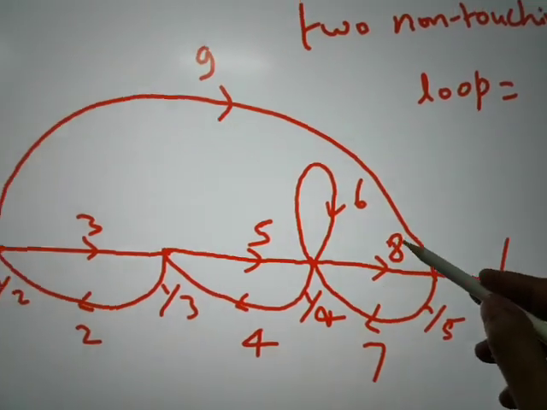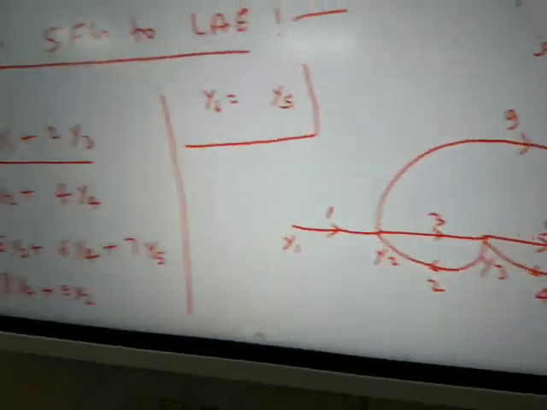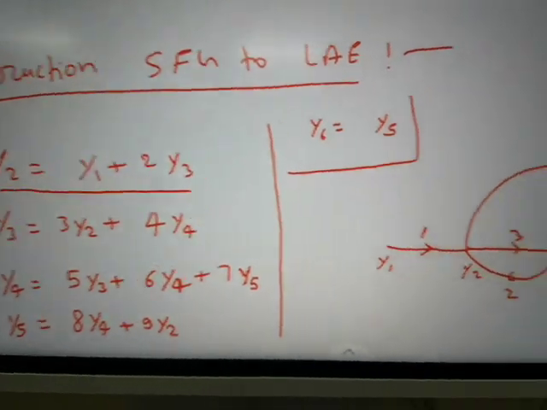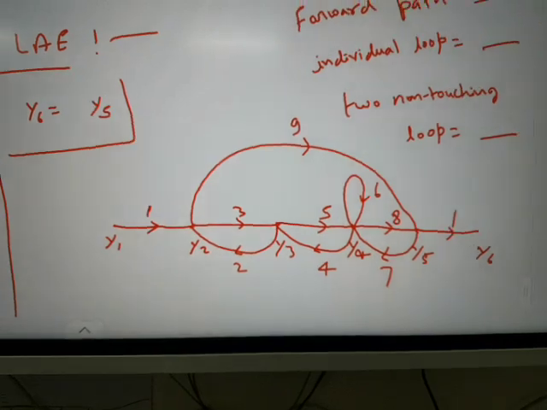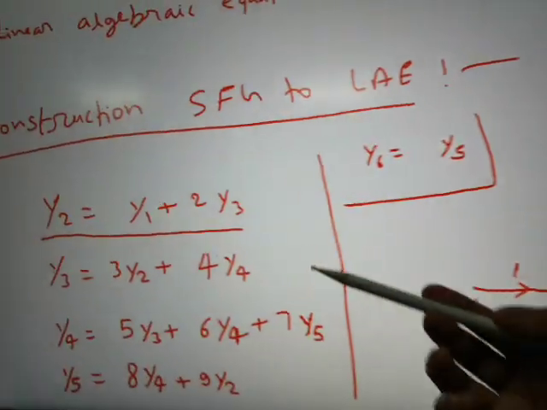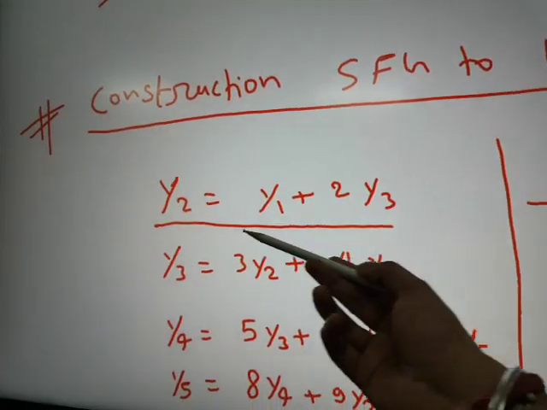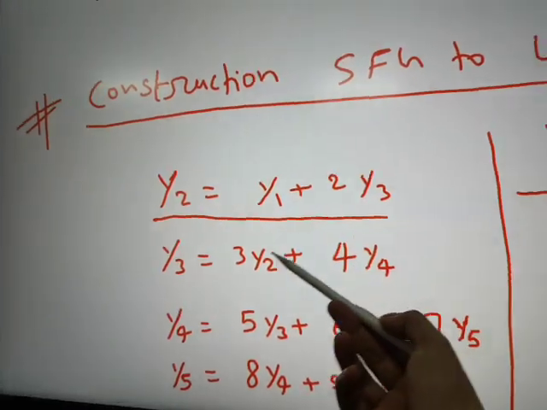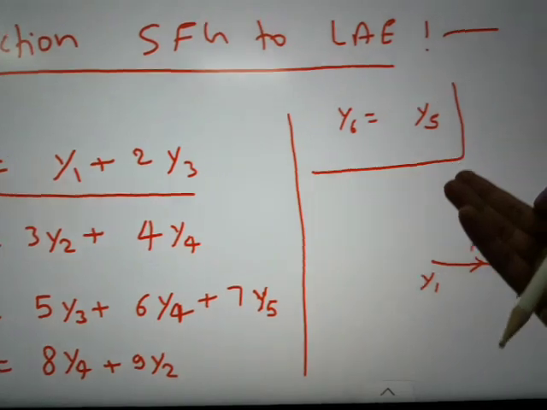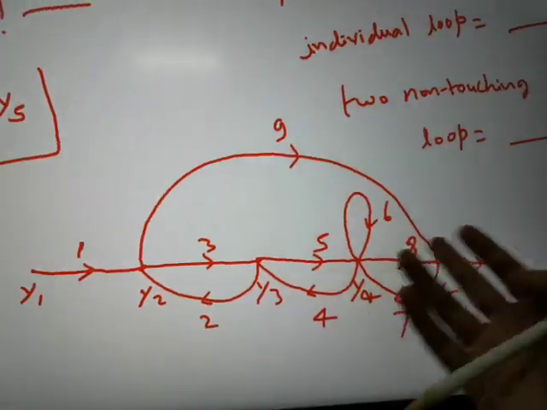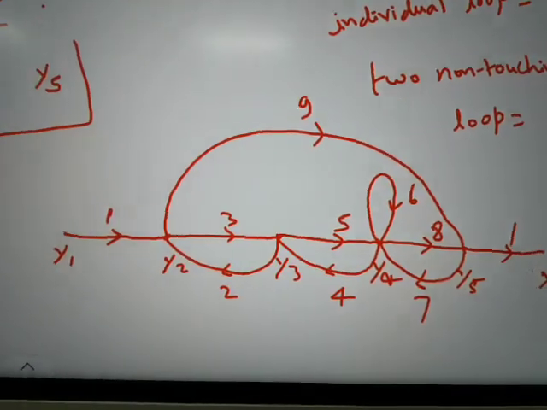So from this set of linear algebraic equations we can draw the signal flow graph easily. Simply we have to go step by step. First we do the first linear algebraic equation, then the second, then the third, then the fourth, and so on. Then we get the SFG of the algebraic equations.